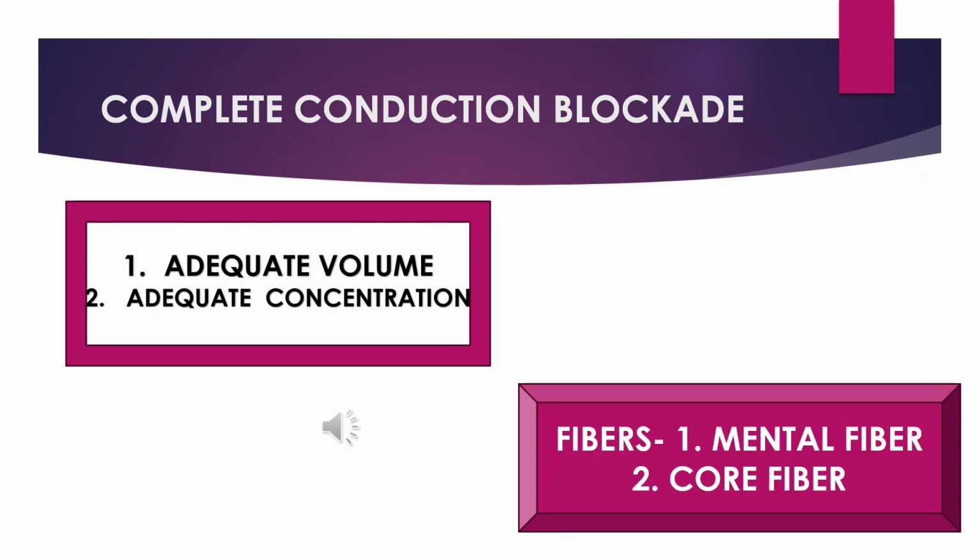Take mantle fibers, like in the case of the inferior alveolar nerve: the molar areas are supplied by the mantle fibers. And in the case of core fibers, incisors and canines in the case of inferior alveolar block are supplied by core fibers. So complete conduction blockade depends on these fibers also. Mantle fibers are blocked first, core fibers later, after the mantle fibers.